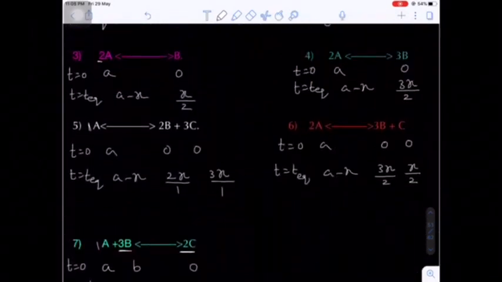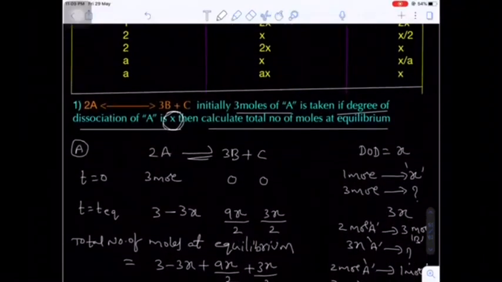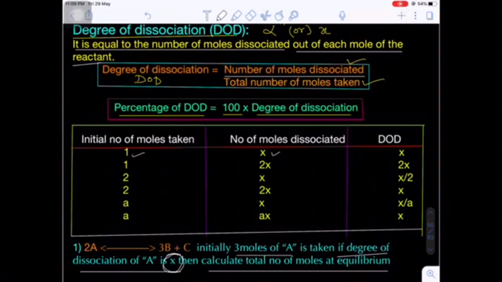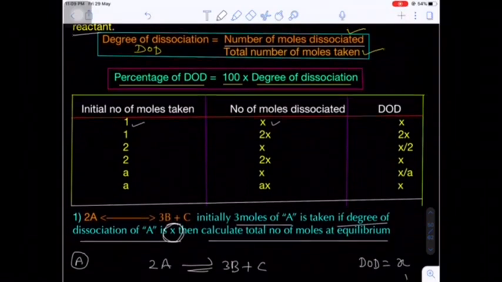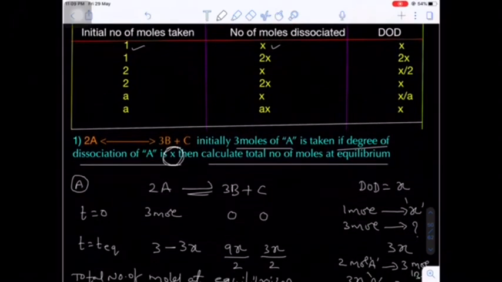Okay. In this lecture, what we completed here, first of all, the definition of degree of dissociation. The degree of dissociation is the number of moles dissociated out of each mole of the reactant. How to find the degree of dissociation? Number of moles dissociated divided by total number of moles taken. How to calculate the percentage of degree of dissociation? 100 times the degree of dissociation.